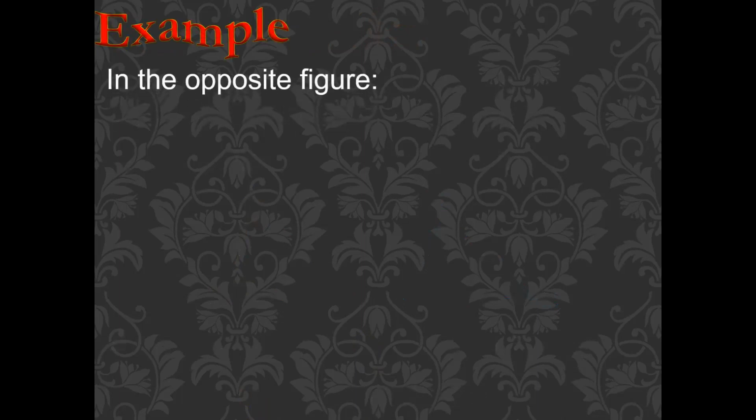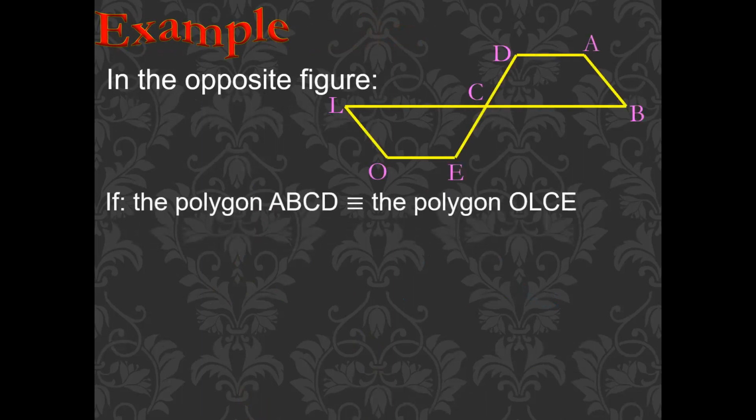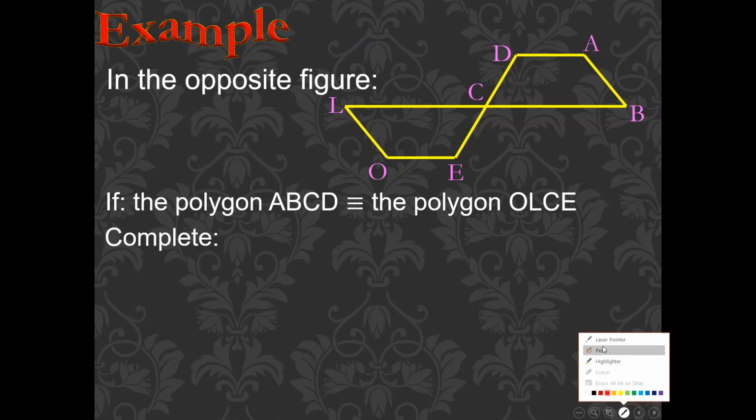Let's see an example. In the figure, we have two intersecting polygons. The first polygon is A, B, C, D. The first polygon is congruent to, and this is the sign of congruent, the second polygon O, L, C, E.